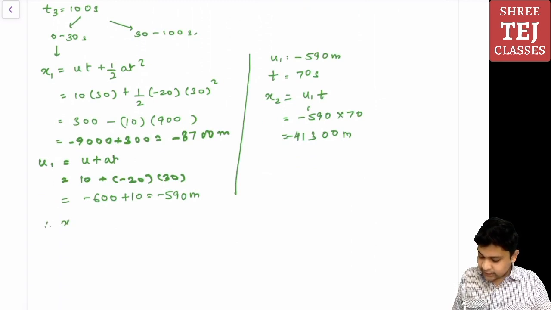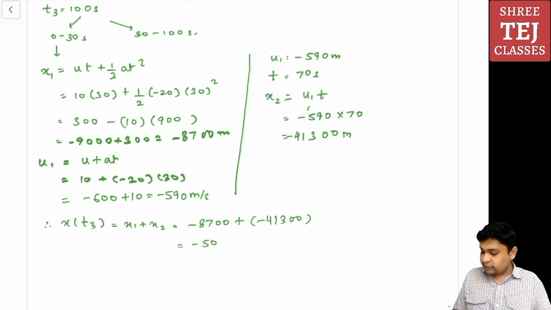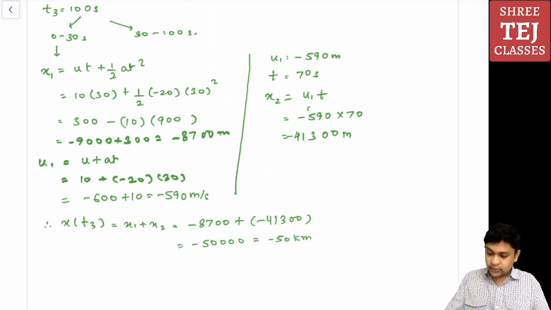Therefore, x at t3 would be x1 plus x2. So this is minus 8700 plus minus 41300. This is minus 50,000, which is minus 50 kilometers. So position after 100 seconds would be minus 50 kilometers.